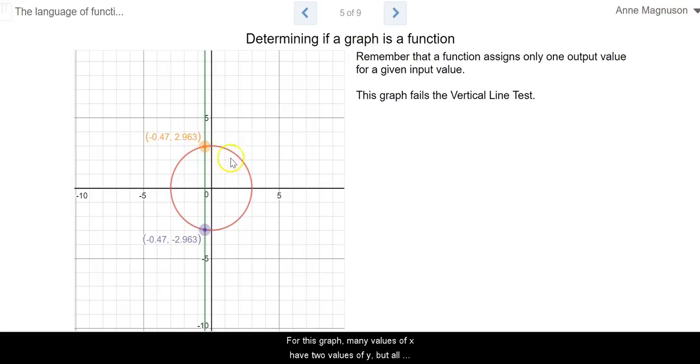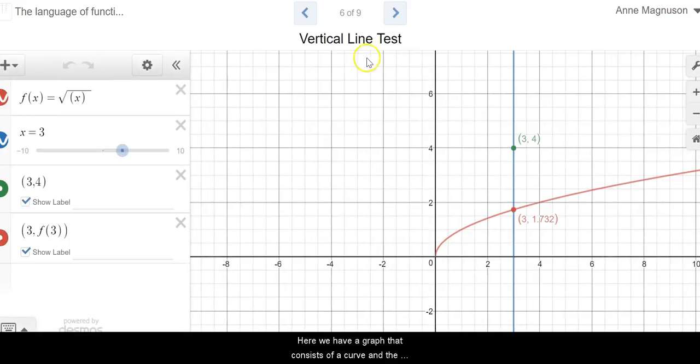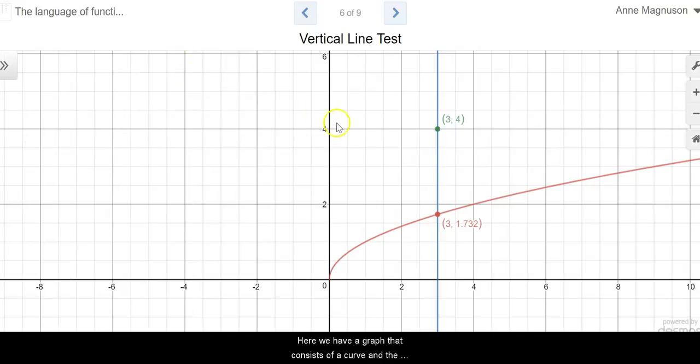For this graph, many values of x have two values of y, but all we need is one value of x to have more than one value of y to say a graph's not a function. Here we have a graph that consists of a curve and the point 3, 4. This is not a function because the x value 3 has two outputs, y equals 4 and y equals 1.732. It fails the vertical line test for just one value of x.